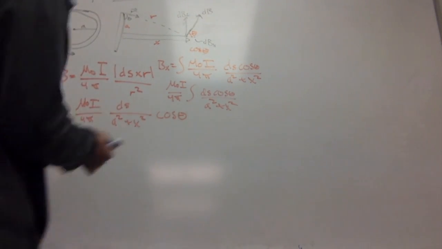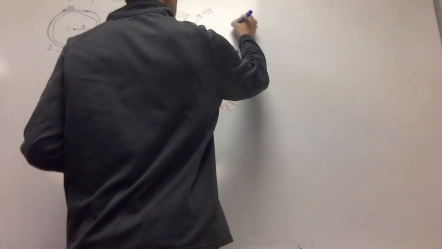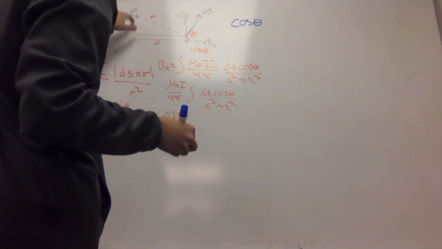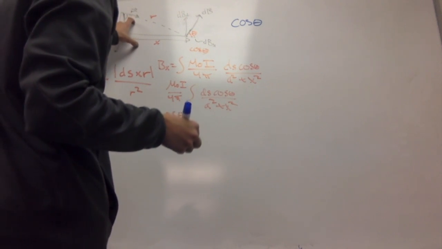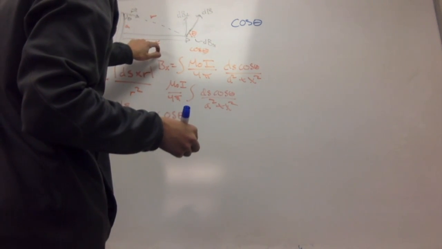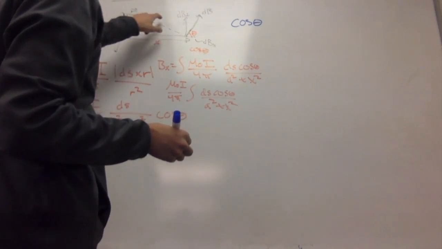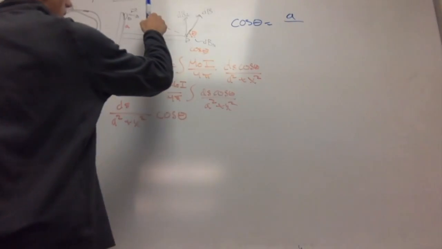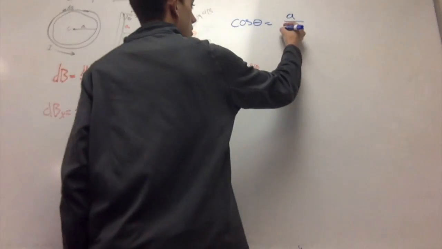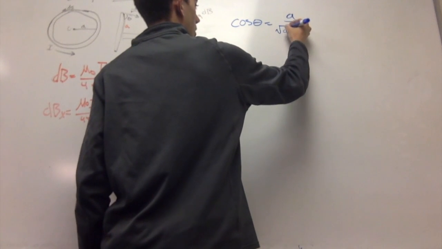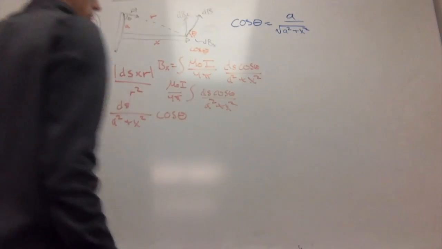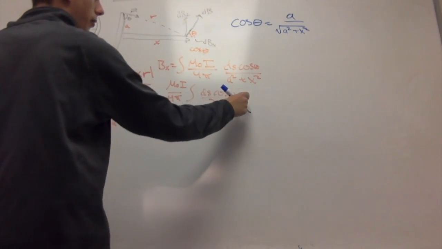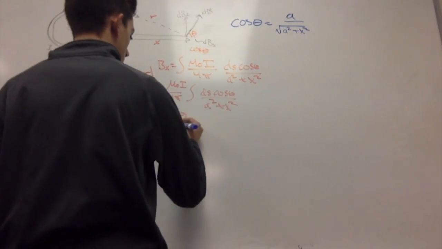Let me grab a different colored marker here. Cosine theta, this is theta right here, is going to be equal to a over r. But let's think about r in terms of a and x, which is going to be root a squared plus x squared through the Pythagorean theorem. So we'll go ahead and simplify a over root a squared plus x squared into this equation.